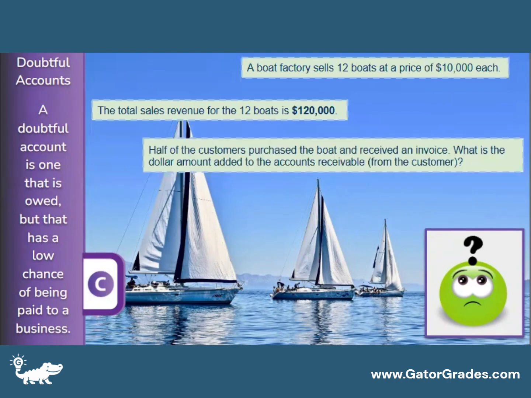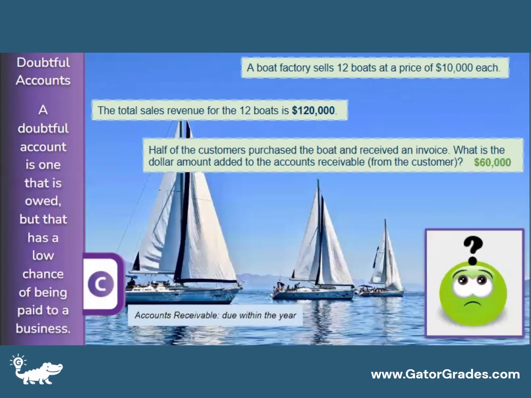Half of the customers who purchased the boats received an invoice, and the other half paid at the time of taking the boat home. If the total amount sold was $120,000 and half of the people were added to the accounts receivable account, what is the dollar amount added to the accounts receivable account? Did you compute $60,000? If so, then you're correct.